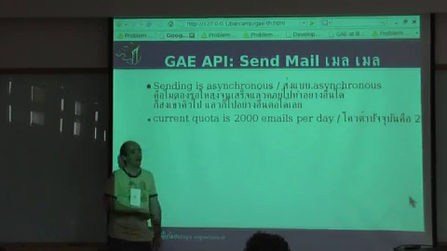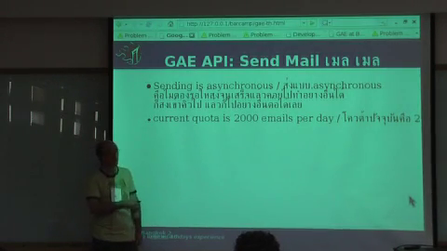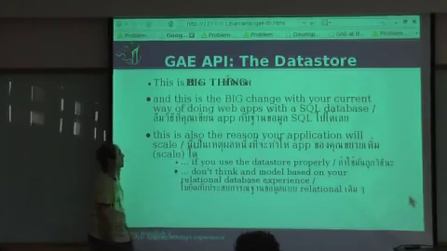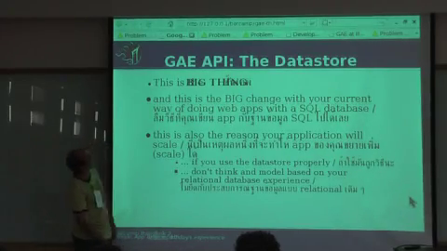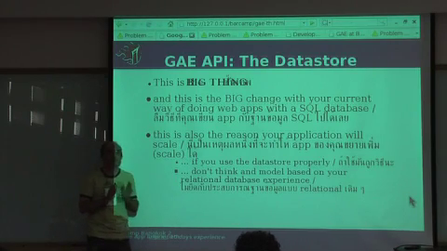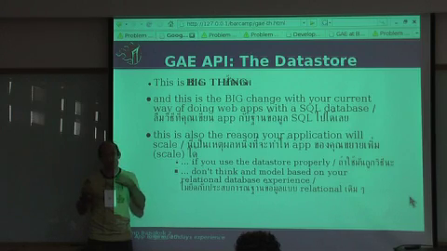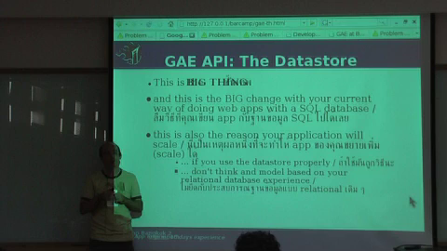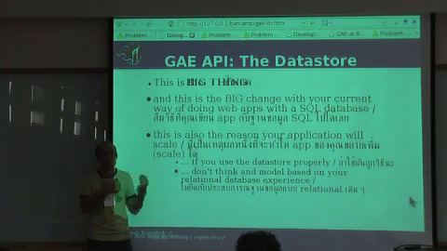Okay. So the next one is a big one. It's the data store. Basically, the main difference between Google App Engine and any other way of developing web applications is that this is not a SQL database. This is not a relational database. So if you're thinking in a relational way, it won't work on Google App Engine.